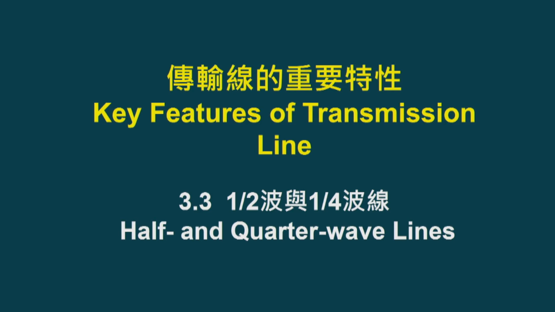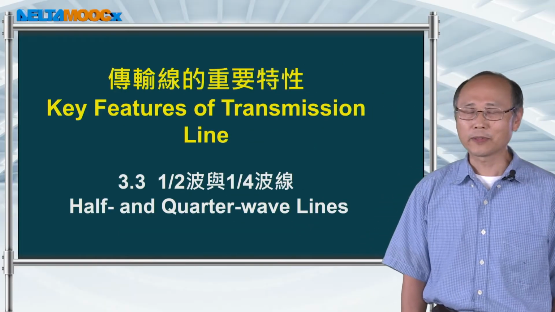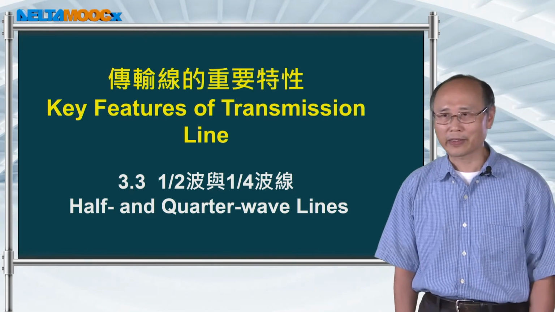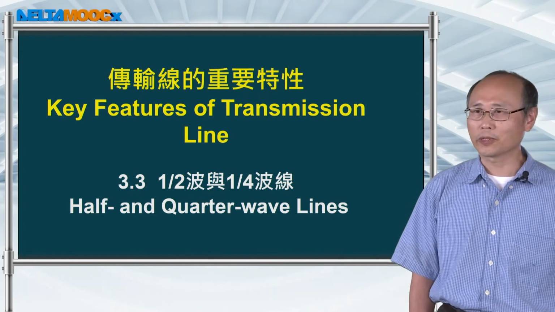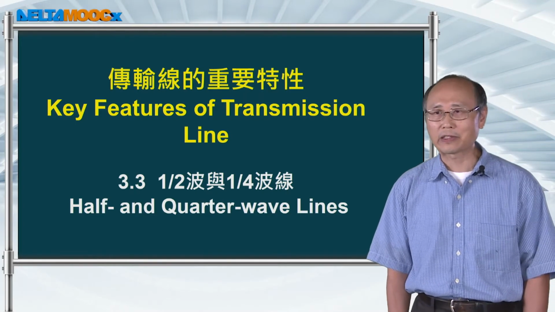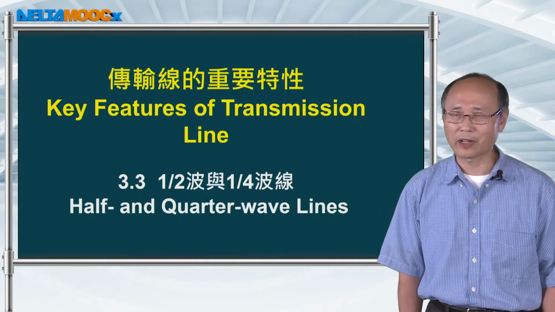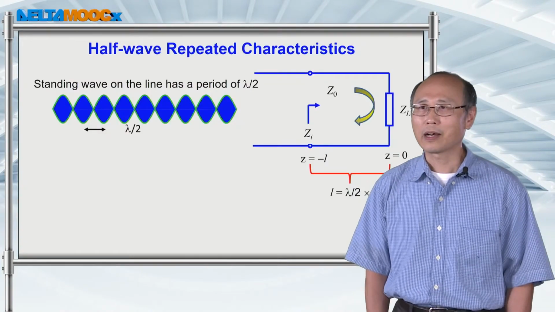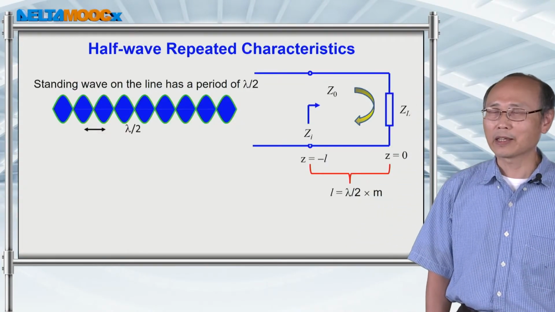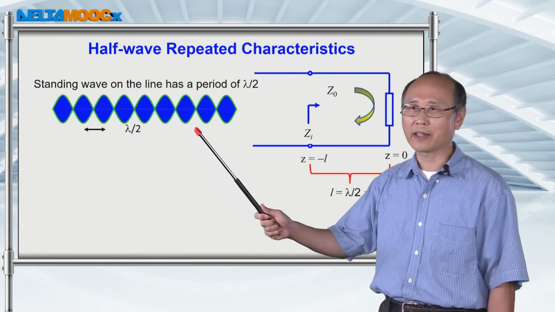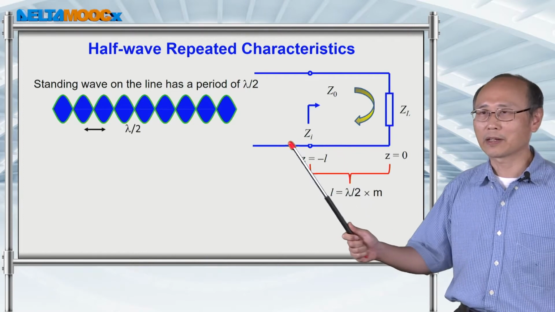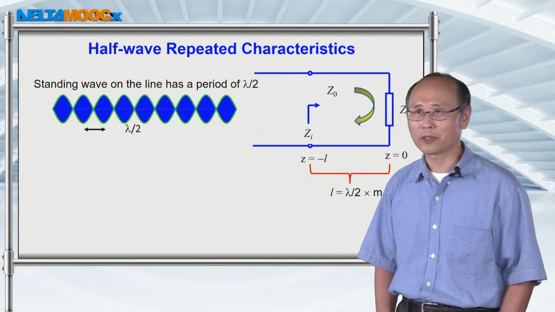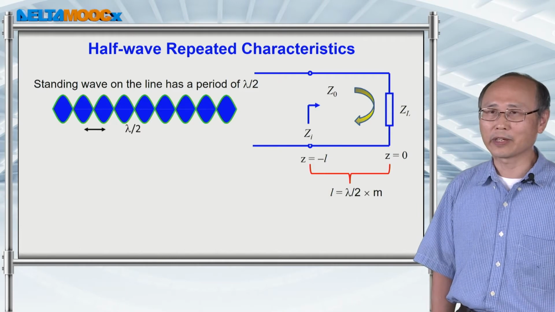In this section, I want to talk about half and quarter wave lines. This means that I want to cut the transmission line into half wavelength or quarter wavelength, and then analyze the properties of the lines. And I want to emphasize again, because of this standing wave pattern on this transmission line, we'll expect that the properties of a transmission line will repeat every half wavelength.